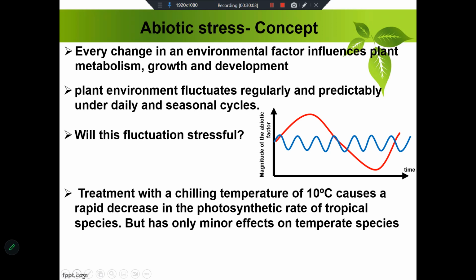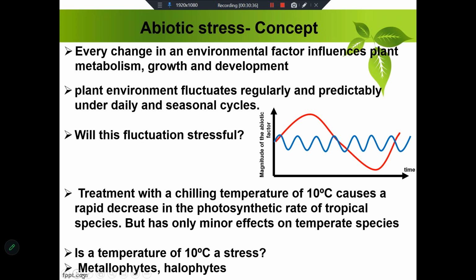Okay. And also, the temperature of 10 degrees centigrade is the environmental factor. Is that factor stressful? Okay, we are talking about the environmental factor. So we cannot conclude whether it is stressful or not without taking into consideration the species, because it depends on the species. Okay, and also you may have heard about metallophytes or halophytes.